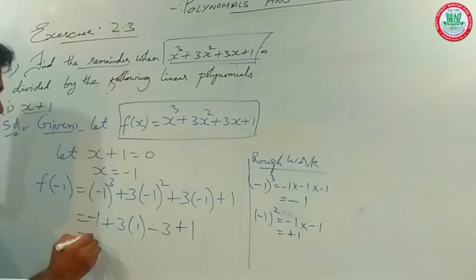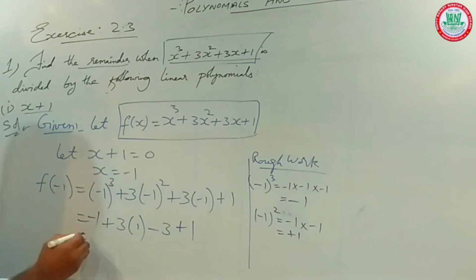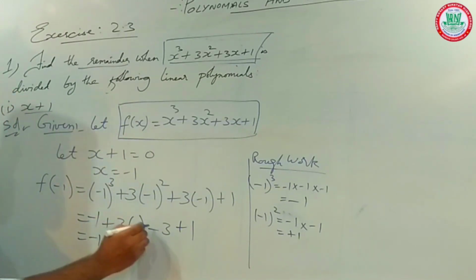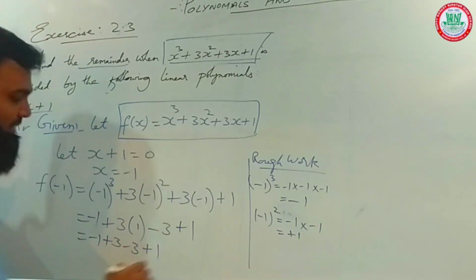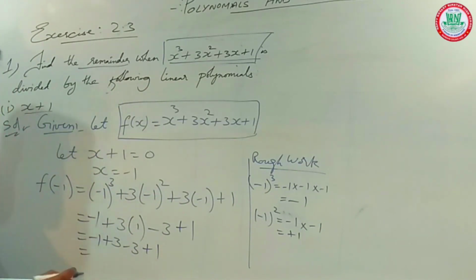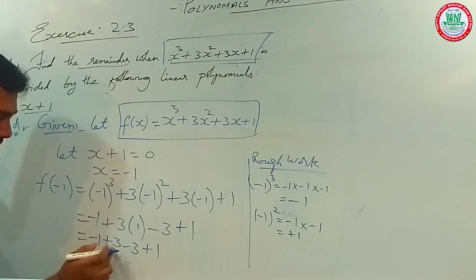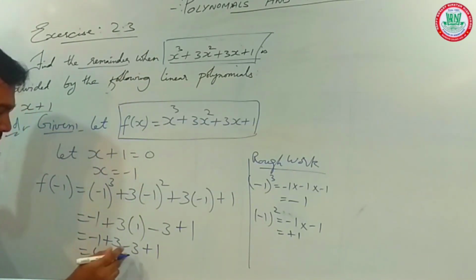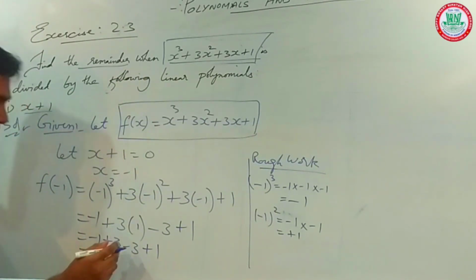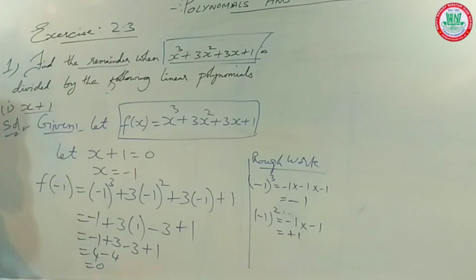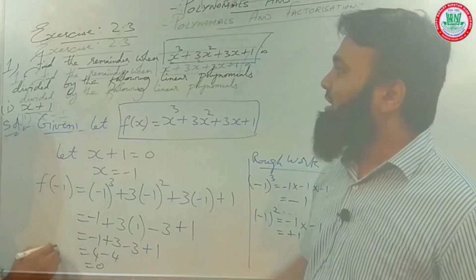Now this is equal to minus 1 plus 3 into 1 plus 3 minus 3 plus 1. To solve this, first I will take the plus sign numbers: 3 plus 1 is 4. Minus 3, minus 1, both are the same sign, so we need to add here: minus 3 minus 1 is minus 4. Which is equal to 0. So what have we got? F of minus 1 is equal to 0.